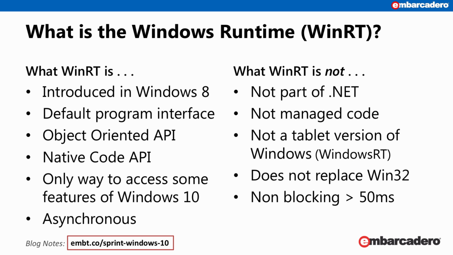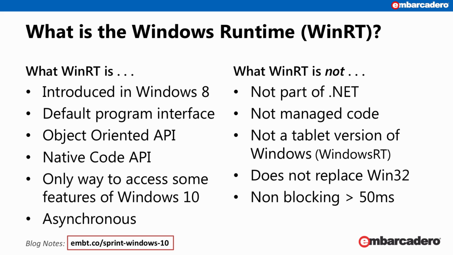What is the Windows Runtime? WinRT, or the Windows Runtime, was introduced in Windows 8 as the default program interface. It is an object-oriented API, but it is a native code API, so it's not part of .NET. It's not managed code. It's also not the tablet version of Windows that Microsoft introduced called Windows RT. Confusion there. And it doesn't replace Win32. It actually operates at the same level as Win32.